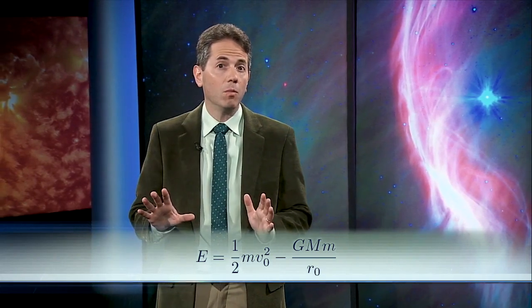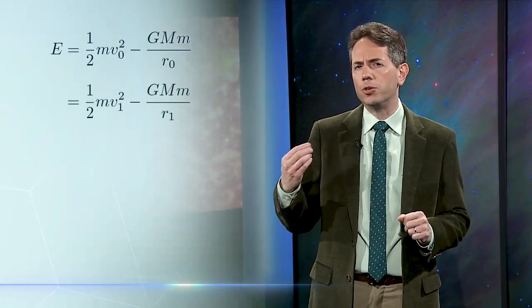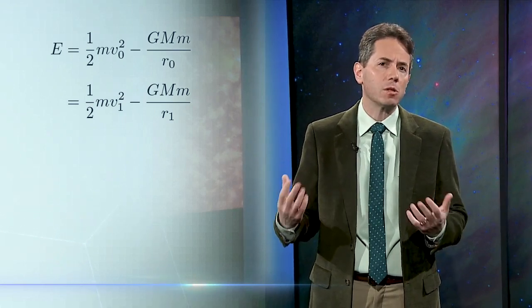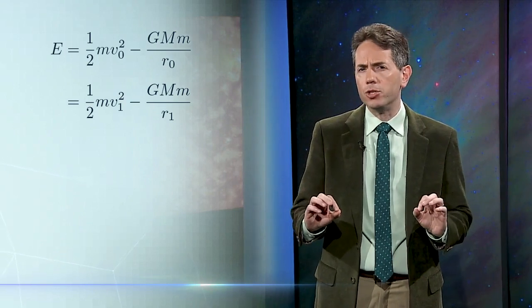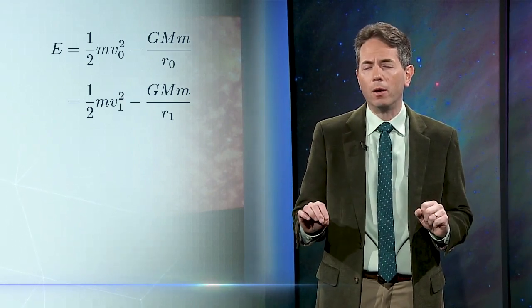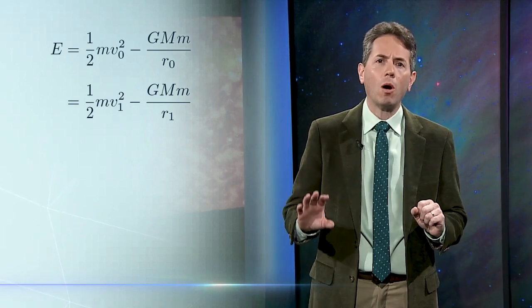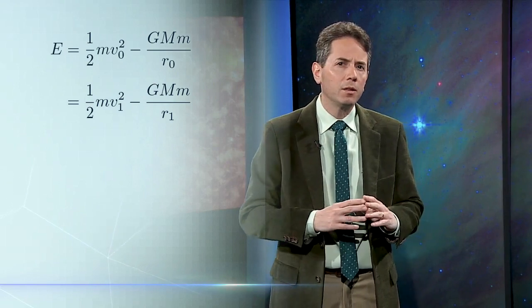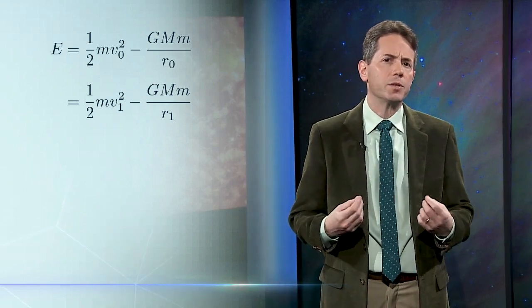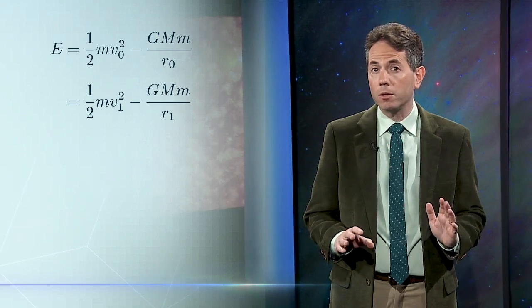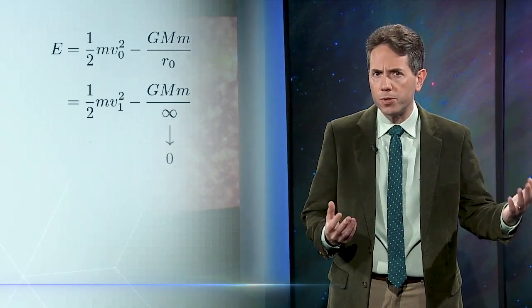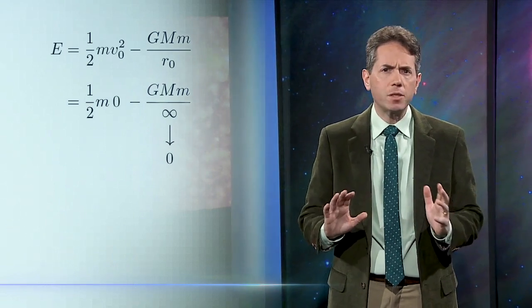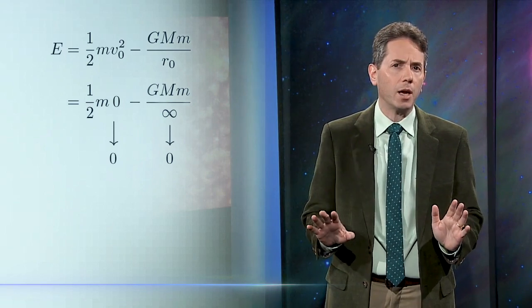At some later time, we managed to make it out to a larger distance, r1, with a slower speed, v1, since the black hole's gravity has been slowing us down. So now the energy is 1/2 m v1 squared minus G M m over r1, which we can set equal to the initial energy. Let's think about the case in which we just barely escape. In that case, r1 approaches infinity and the potential energy approaches 0. In addition, v1 approaches 0 because we had just enough energy to make it out with no leftover kinetic energy.